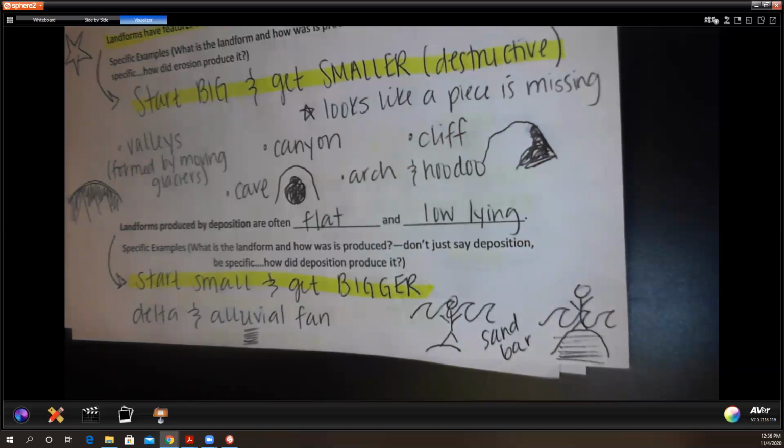Couldn't it also be erosion? If it looks kind of jagged, like somebody took a bite out of it, like something's missing. Like an apple. Yeah. Melissa.